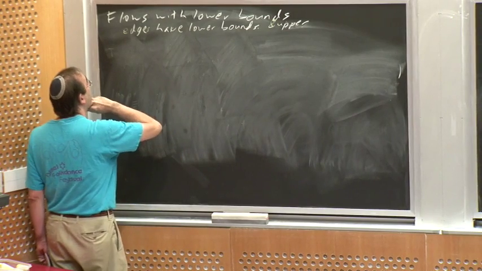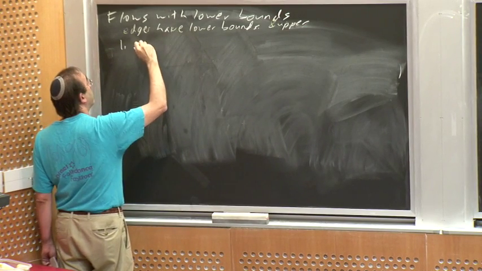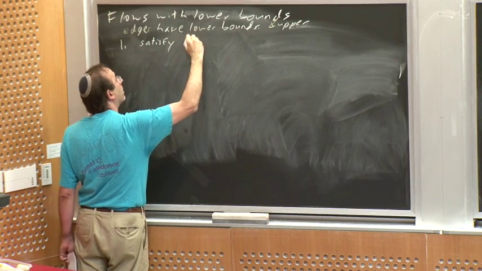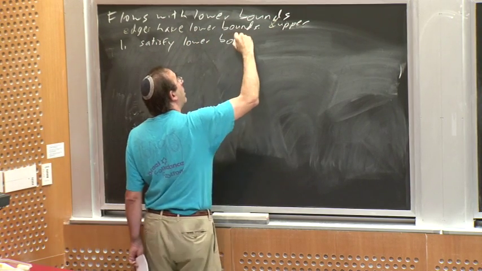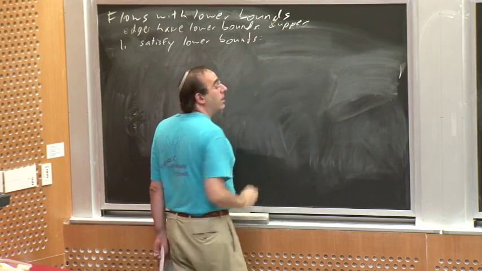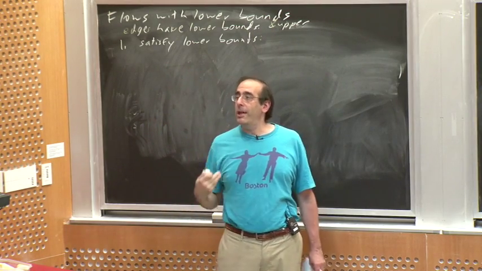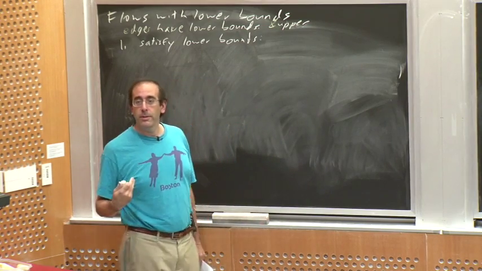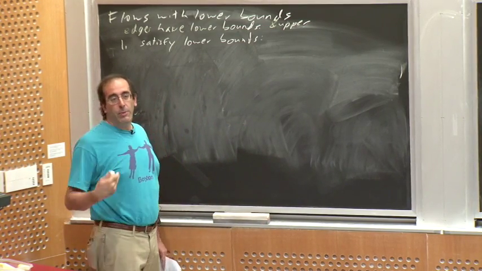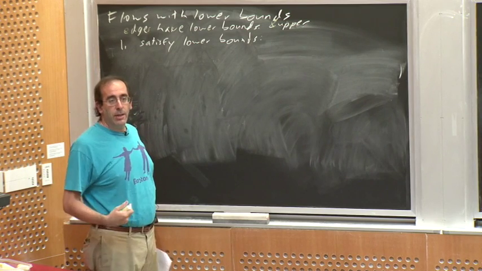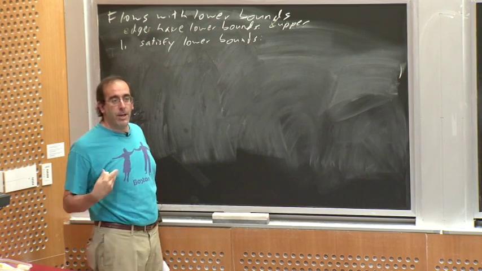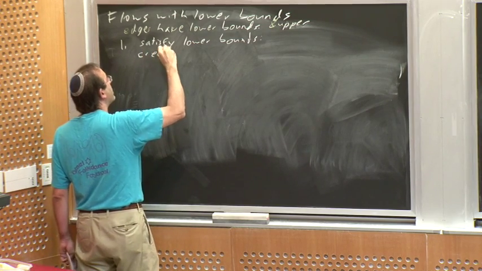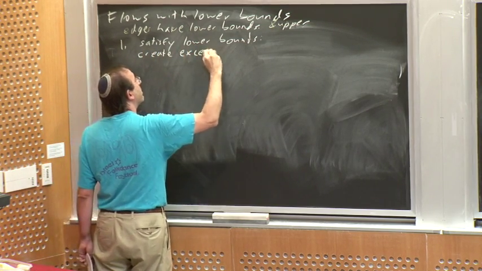But what does work is, step 1, satisfy the lower bounds. All you do is you send an amount of flow equal to each lower bound along the edge that has the lower bound. Okay. Now, what's a little bit weird about that is that you're not sending it from a source to a sink, right? You're sending it from some random vertex to some other random vertex. Okay. So what this is going to do is it's going to create excesses and deficits.